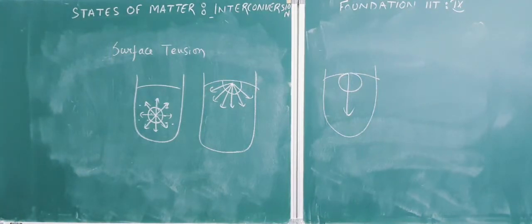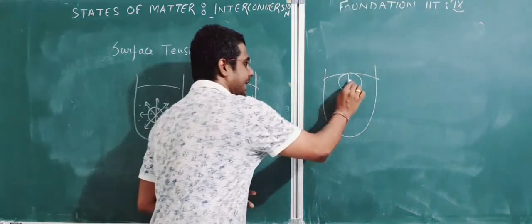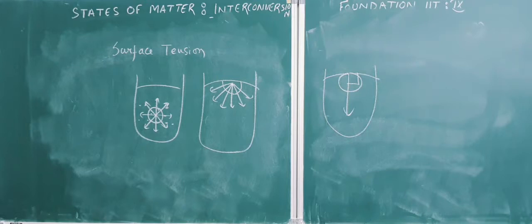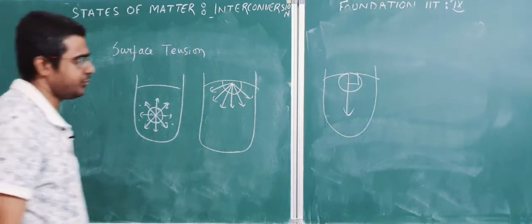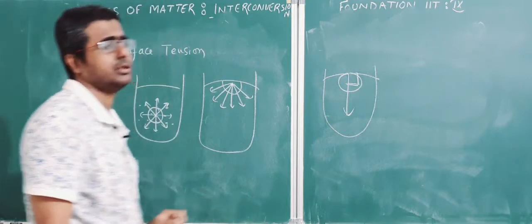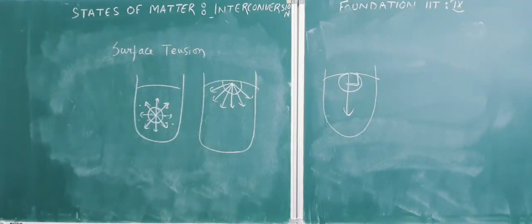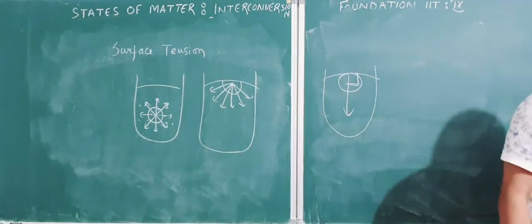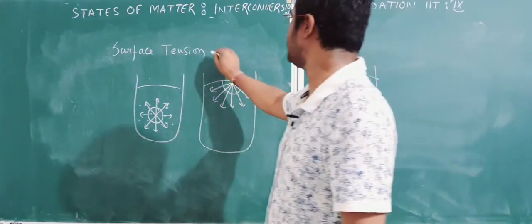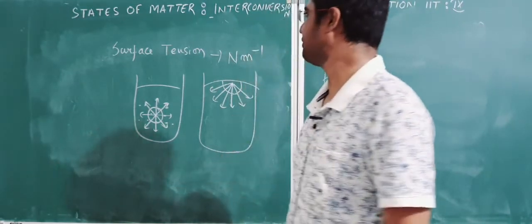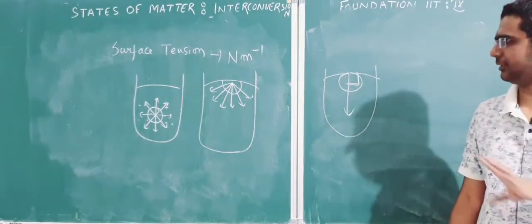Please write down its definition. Force acting at right angles to the surface along unit length of the surface. Okay, the unit for this is force acting along unit length. So Newton per meter, N m^-1.